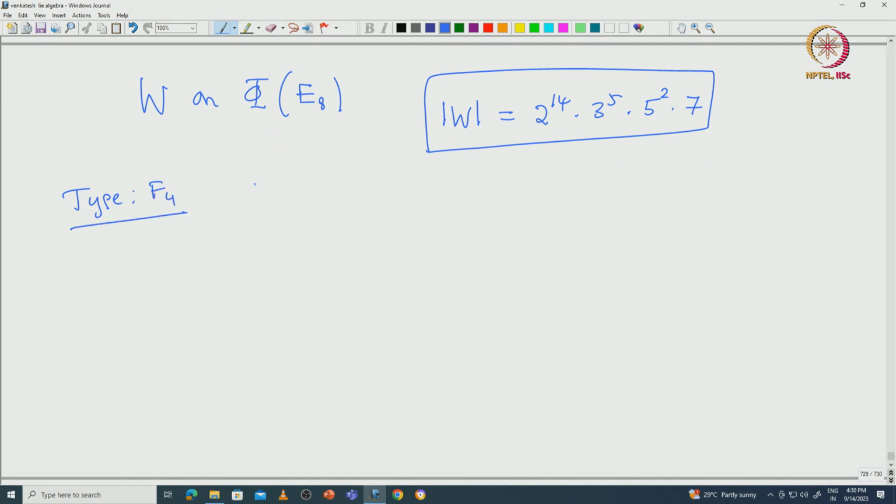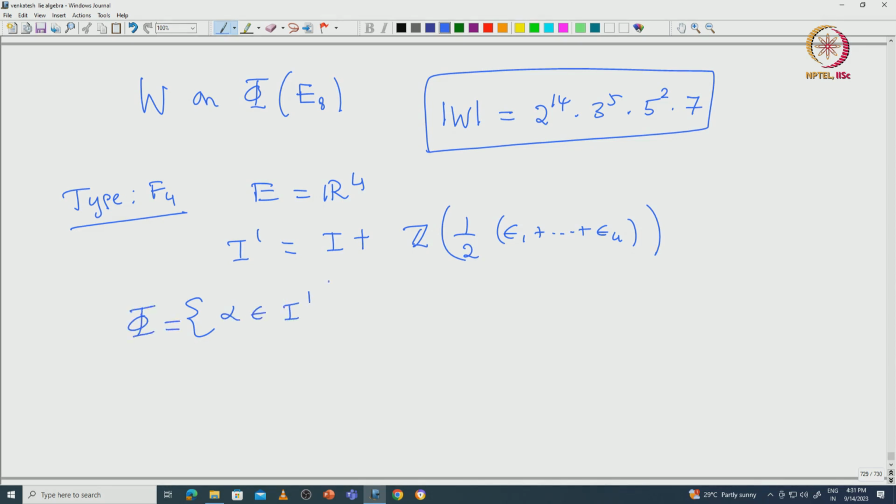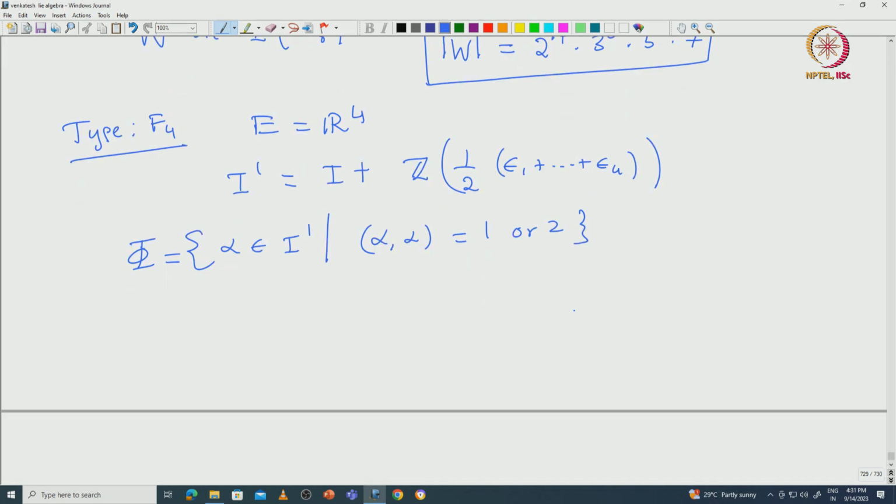F4? Again, you take a 4 dimensional space, and you take I dash to be I plus Z-span of one half times epsilon 1 plus etcetera plus epsilon 4. Then you take alpha in I dash, that is your phi, such that the squared length of alpha is either 1 or 2. So, this is the definition. Now, it is not hard to check that this phi is exactly equal to plus or minus epsilon i, and then plus or minus epsilon i plus or minus epsilon j, where i is not equal to j, running from 1 to 4, and then you have some more elements.